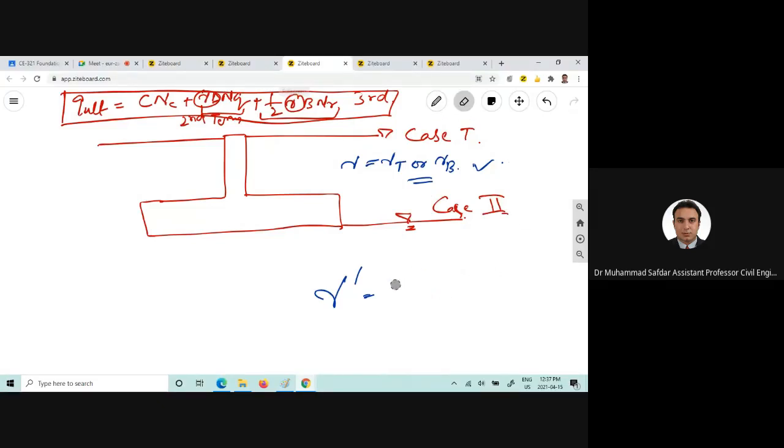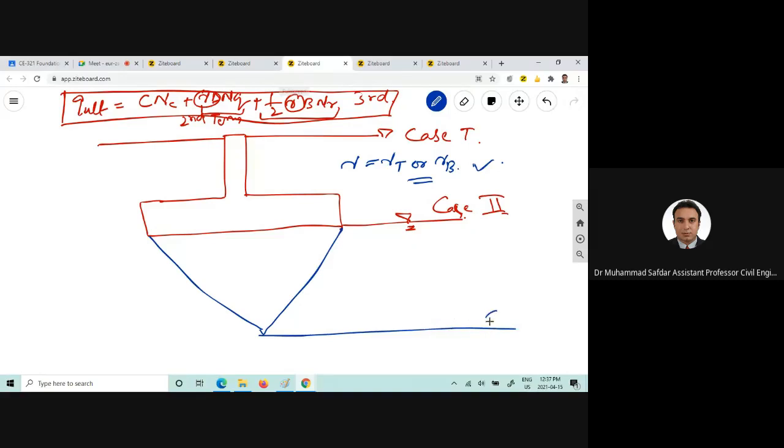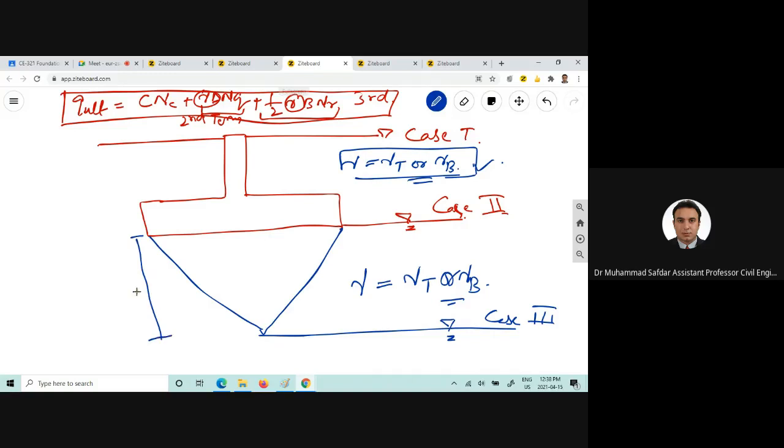Now if the water table is below that elastic wedge, in that case gamma will be used as gamma total or gamma bulk for the second term, and gamma total or gamma bulk will be used for the third term as well. In other words, there won't be any effect of the water table because the water table is below the wedge. Now how will we find out the height of the wedge?